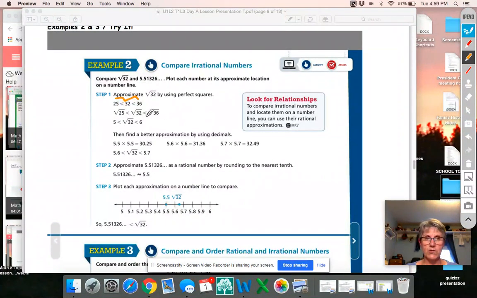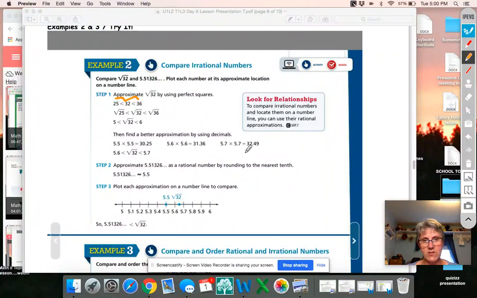32 is closer to 36 than it is to 25. So we want to know approximately what that value is. So we can just try it out. 5.5 times 5.5 is 30.25. 5 and 6/10 times 5 and 6/10 is 31 and 36/100. So we're getting closer. We're trying to get to 32, remember. Here, 5 and 7/10 times 5 and 7/10 is 32 and 49/100. Closer yet.